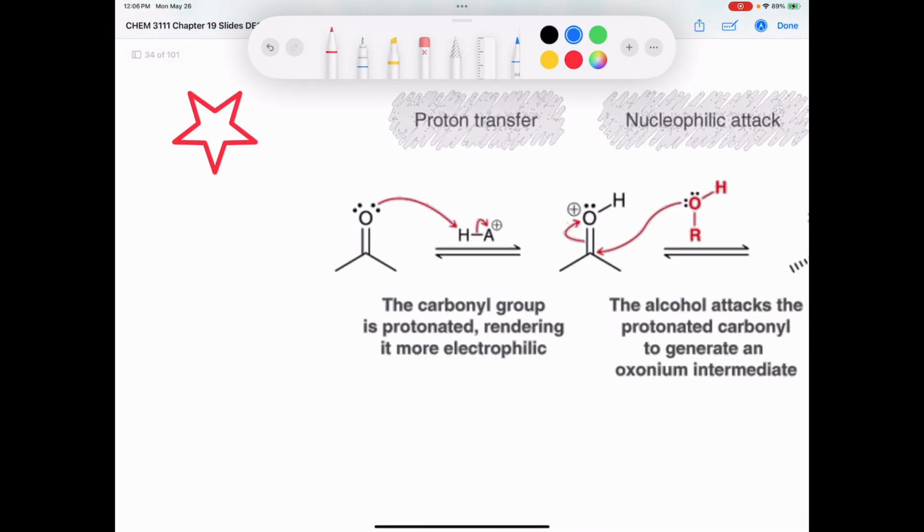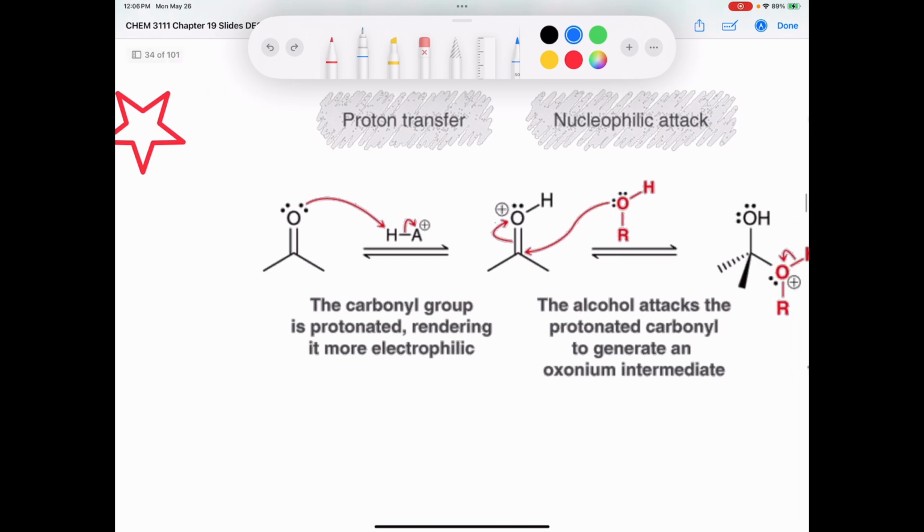Now remember, we're starting with our ketone or aldehyde, which is a good electrophile, but it's not an excellent electrophile, is it? So the first step is going to be a proton transfer to create an oxonium ion, which is an excellent electrophile, isn't it? A very powerful electrophile.